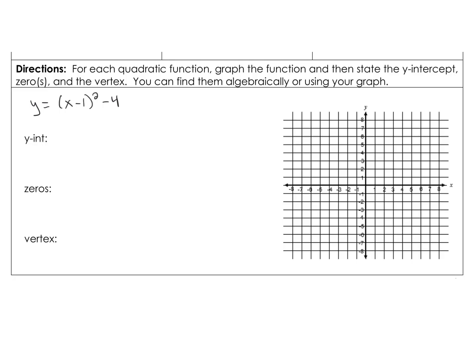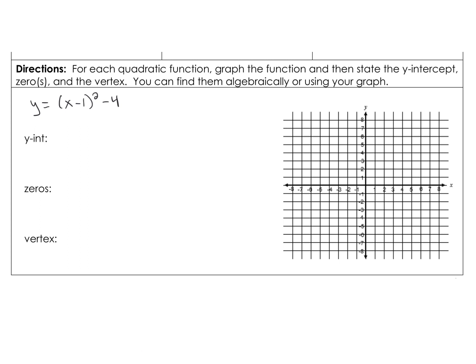For the next section on your worksheet, you are supposed to graph the function, state the y-intercept, zeros, and the vertex. It says you can find them algebraically or by using the graph. Honestly, since you have to graph it anyway, that's what I would start with. If it doesn't work out with real nice numbers there, like fractions or whatever, then you can do it algebraically. But I would start by trying to just do the graph.